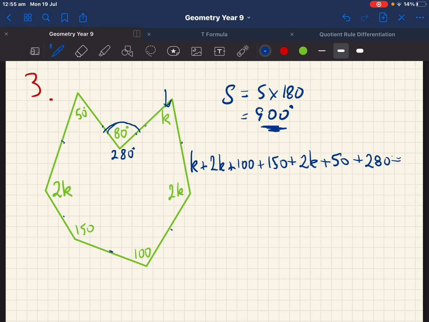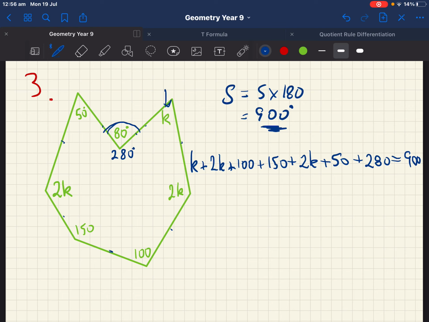These 7 angles all add up and equal 900 degrees. So I've written out our equation. That looks extremely messy and a little bit confusing at the moment. So before we go ahead and solve, we know we simplify it.